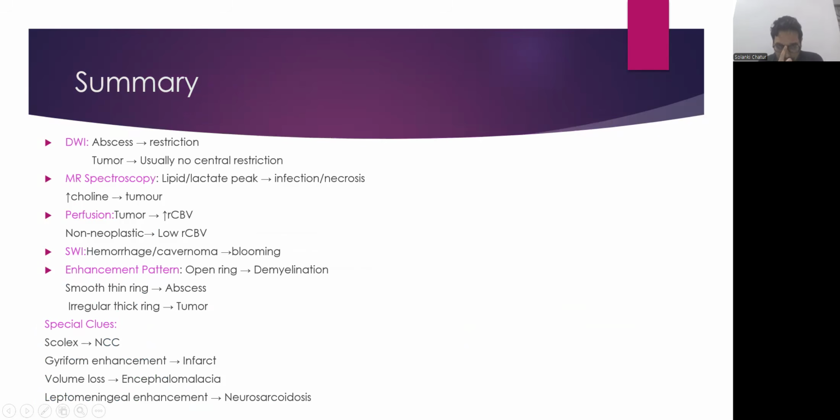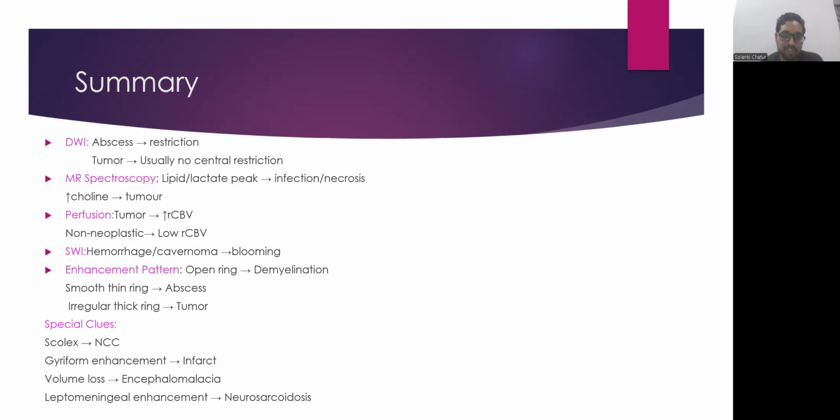Summary. We can use some features like diffusion weighted imaging. If there is diffusion restriction, it suggests abscess; in tumor, there is no central diffusion restriction. We can use spectroscopy: if a lipid or lactate peak is present, then it is infection or necrosis. If there is a high choline peak, then it is tumor. For perfusion, tumor may have high perfusion, while non-neoplastic lesions have low perfusion. Susceptibility weighted imaging is useful to differentiate hemorrhage and cavernoma by blooming pattern.